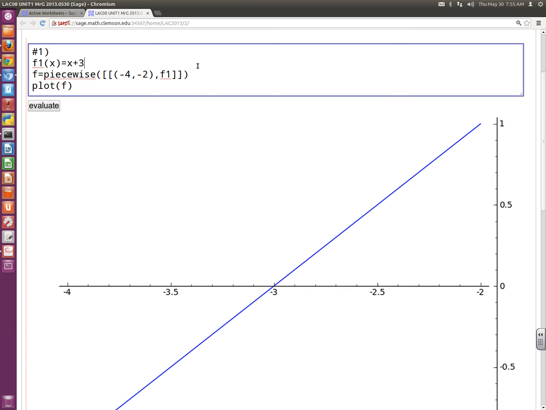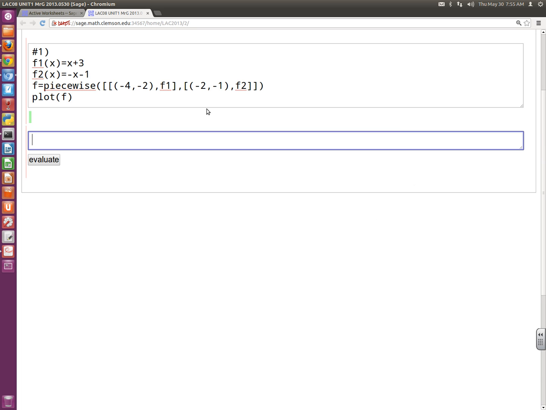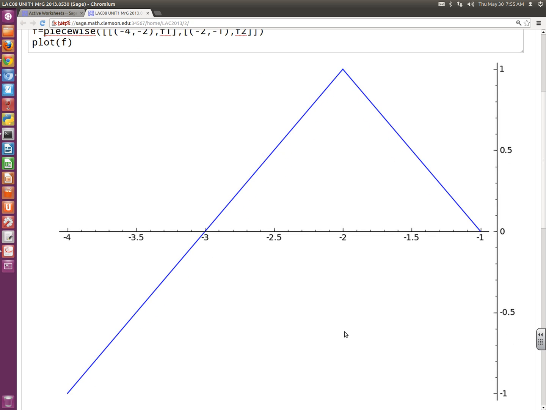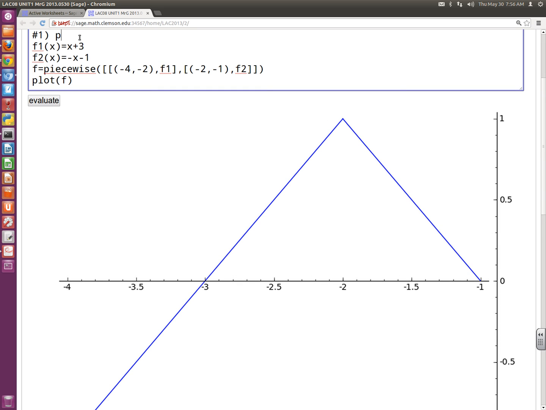So let's make f2 -x minus 1. Okay. And then let's make another list, now it only goes from -2 to -1, I think, right? So in parentheses, -2 to -1, comma, f2. So far so good? That's what we wanted, right? That's all the code, 4 lines right there. I'm going to label this piecewise or something. Okay, all right, so that's F2.